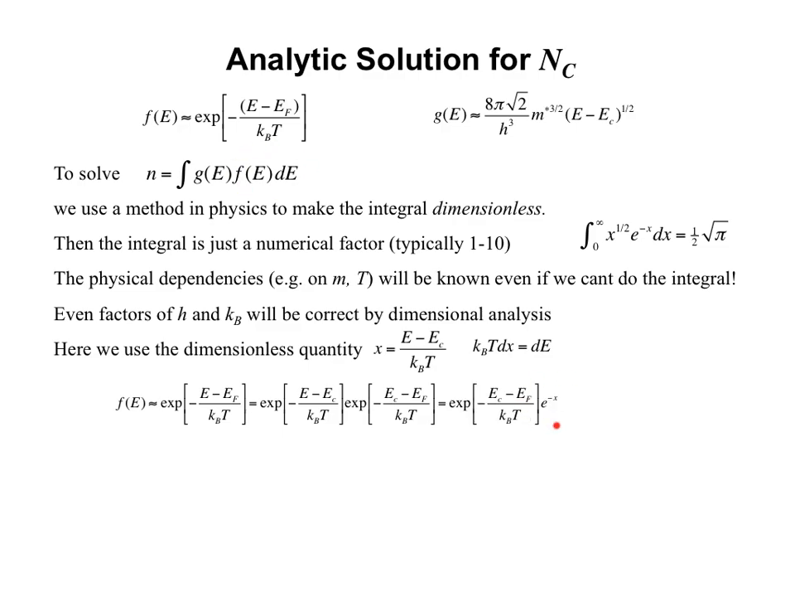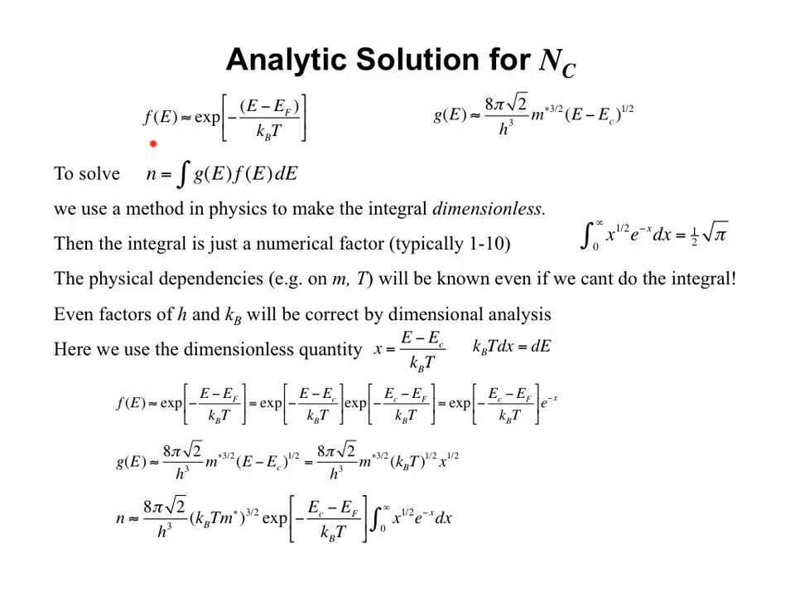This gives us e to the minus x and an exponential that depends on the difference of the Fermi energy from the conduction band minimum. Our density of states equation, which has E minus EC, or E relative to the conduction band minimum, to the 1/2 power, can be changed to x by dividing and multiplying by kBT to the 1/2 power. This gives us a kBT on top to the 1/2 power and our integration variable x to the 1/2 power.